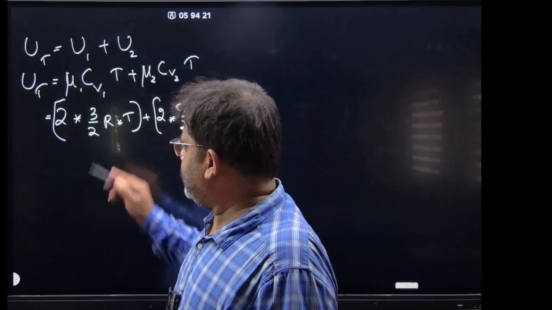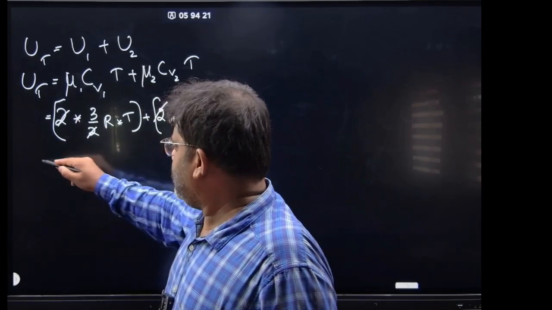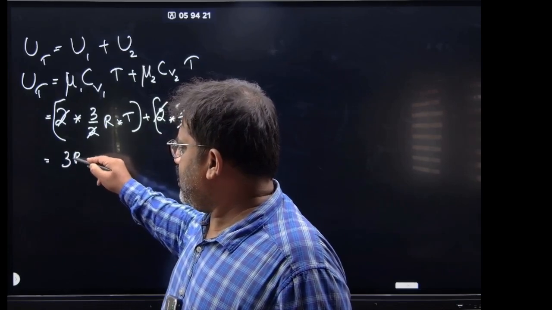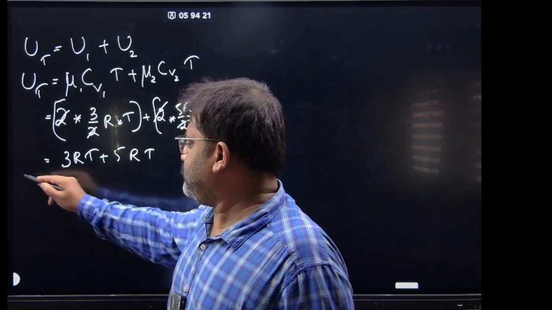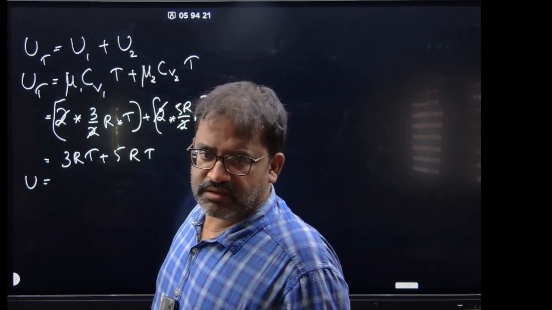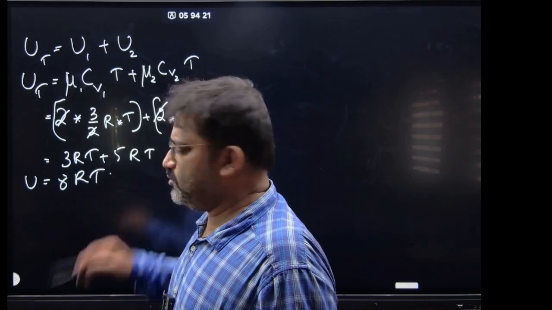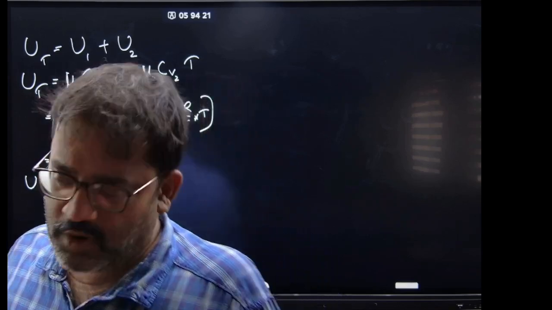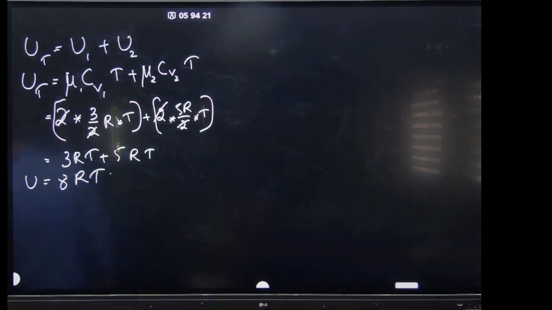So what can we cancel off here? 2 can be cancelled off, 2 can be cancelled off. So this is equal to 3RT plus 5RT. That means U is equal to 8RT. Very good. So the right option is option 1. Verified. Correct? Very good.